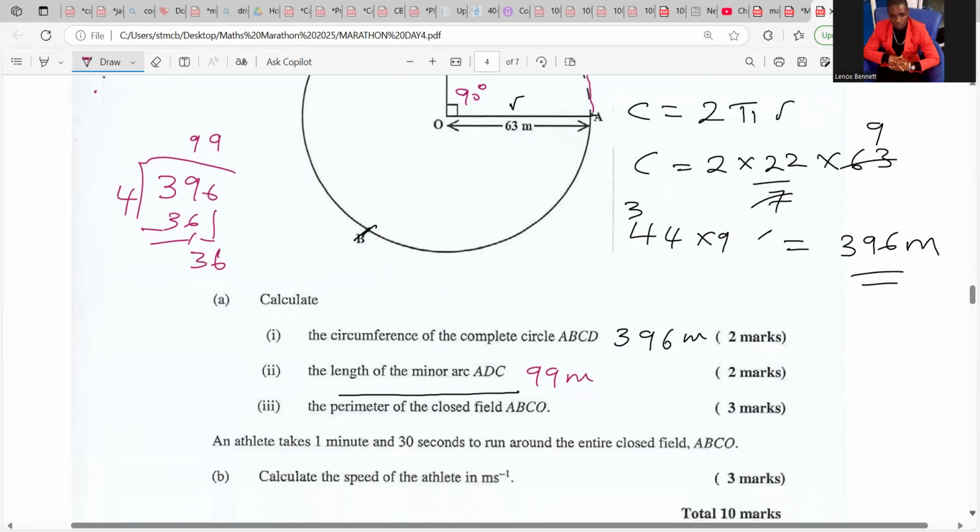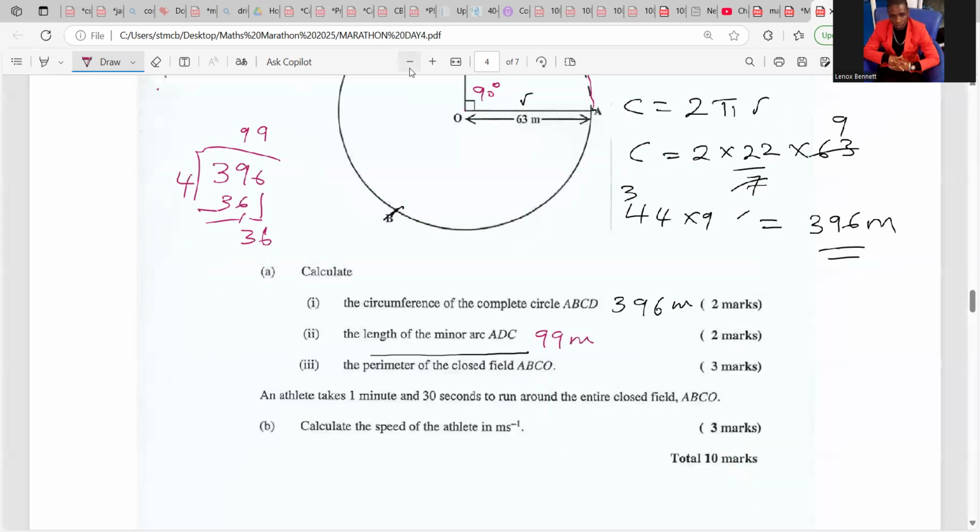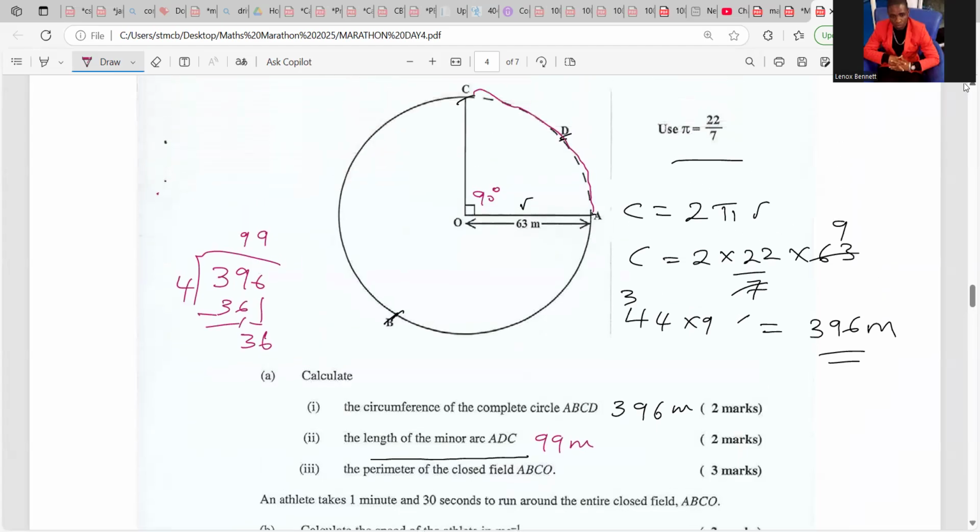All right, they say now the perimeter of the closed field ABCO. As I showed my students, this part can be a little bit tricky. Let me show you why. They don't want the entire thing, they don't want all of this. Notice they say A, B, C, O. So they cut out this, it's not included. They just want the perimeter for this, here, here, or all the way around. So you can forget about that part of it.